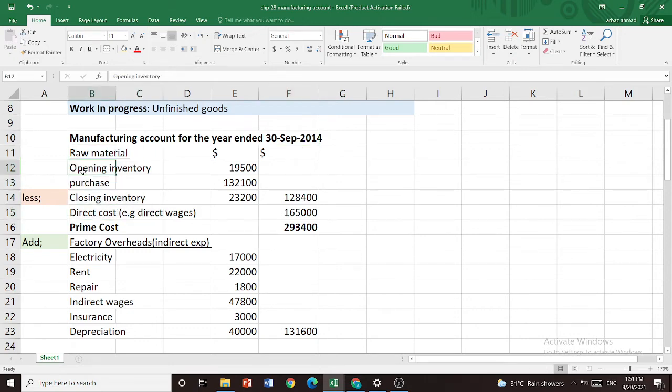So opening inventory, then you have purchase of, again, raw material, not finished goods, raw material. Closing inventory again of raw material.